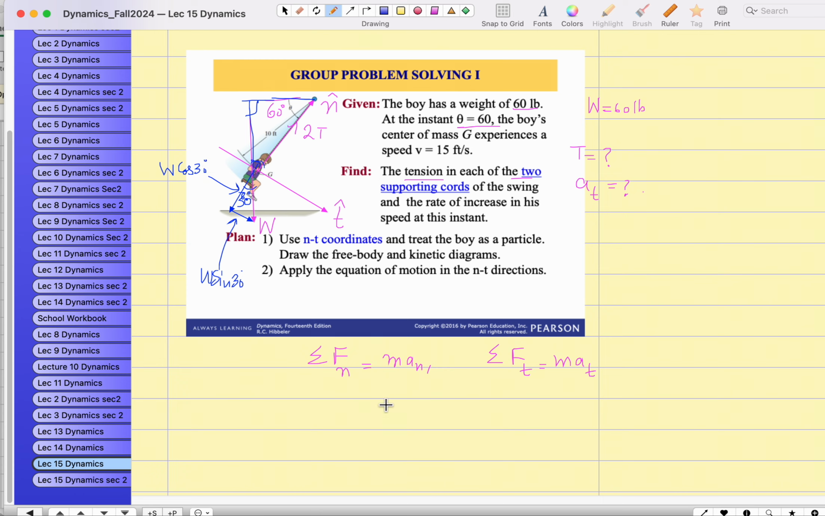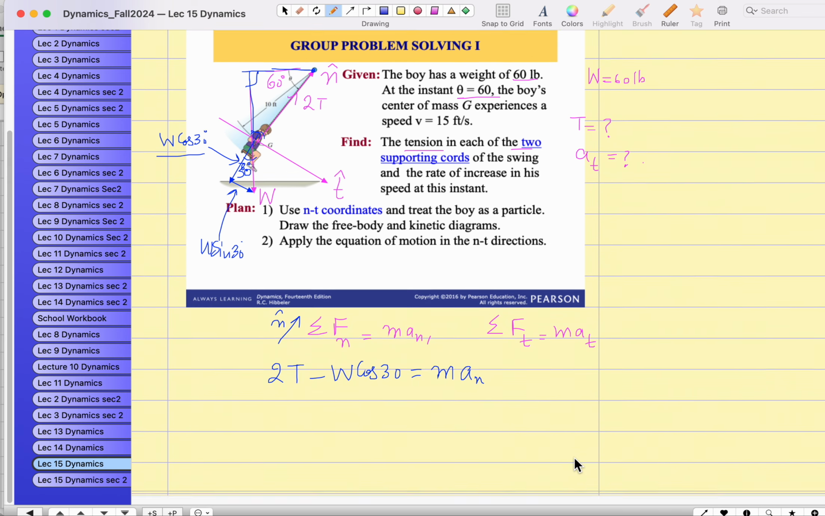Now let's do this, all the forces along the normal. The normal is directed towards the center of curvature. So 2 times T is positive, and this is the normal unit vector. Agreed? And 2 times T is positive. This vector component is negative W cosine 30. Agreed? Equals mass times acceleration normal.